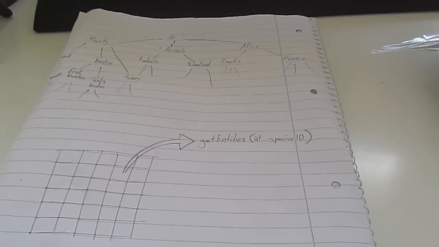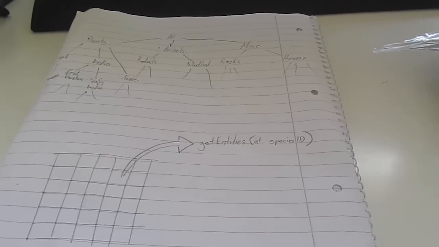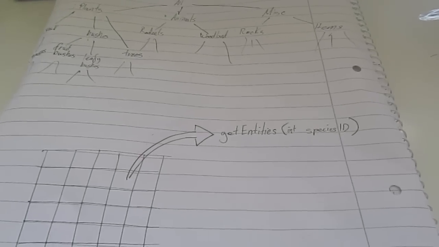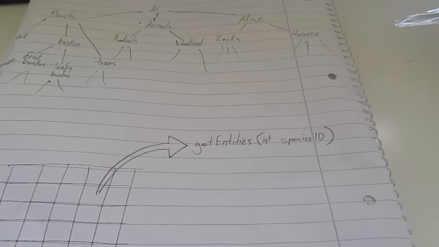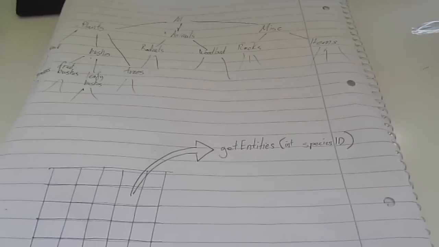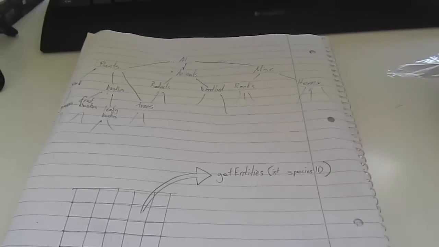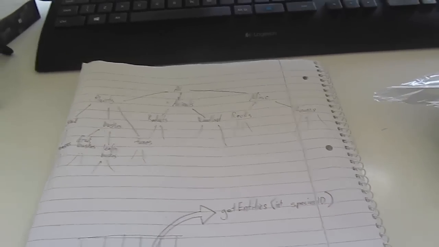But the only way that I can really query this grid system is to ask it to give me all the entities with a certain species ID from a certain grid square. So I could say, give me all the sheep from that grid square and it will return all the sheep, or I could say, give me all the grass and it will give me all the grass. But for some of the stuff that I'm going to be implementing soon, and also for the feeding functionality that I did recently, I need to be able to query it in a more complex way than that.